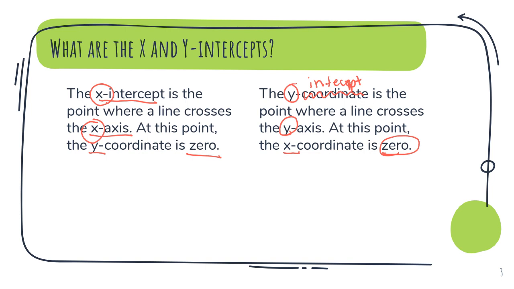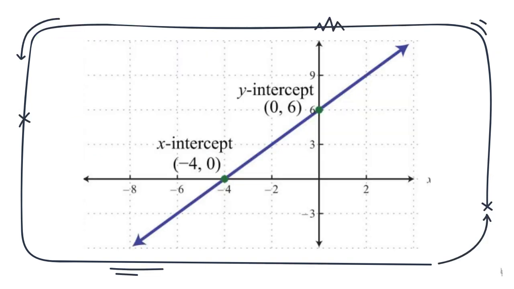So whenever you think of x-intercept, think of the x-axis. And the y-intercept, think about the y-axis. Okay, so this just breaks it down a little further.